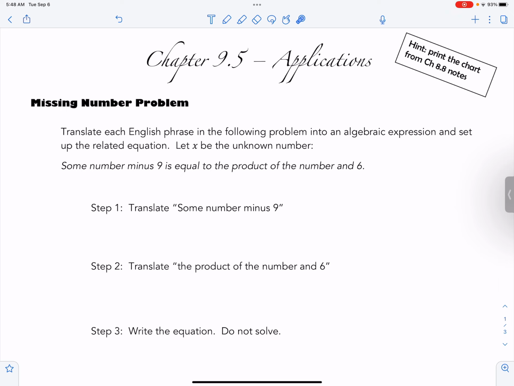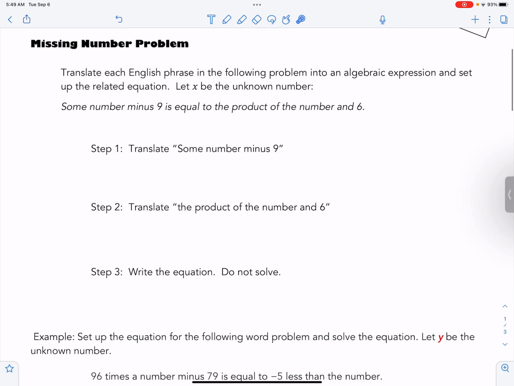So the first problem says, translate each English phrase into the following problem into an algebraic expression, and set up a related equation. Let x be the unknown number. And then the problem says, some number minus 9 is equal to the product of the number and 6. And so what Hawks is going to do in these first couple problems is just really break it down piece by piece. So the first step just says to translate some number minus 9.